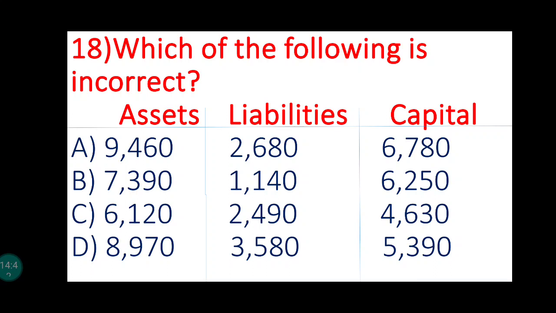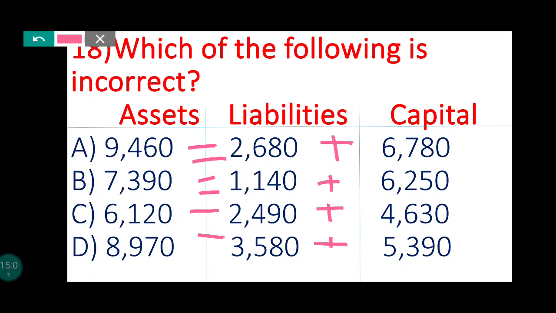Next, which of the following is incorrect? See here, when we solve with the equation, what is the equation? Asset equal to capital plus liability. So assets should be equal to capital plus liability. So when we solve this for in the A, 2680 plus 6780, it becomes 9460. So first one is correct. Second one, 1140 plus 6250 equal to 7390, it is also correct.